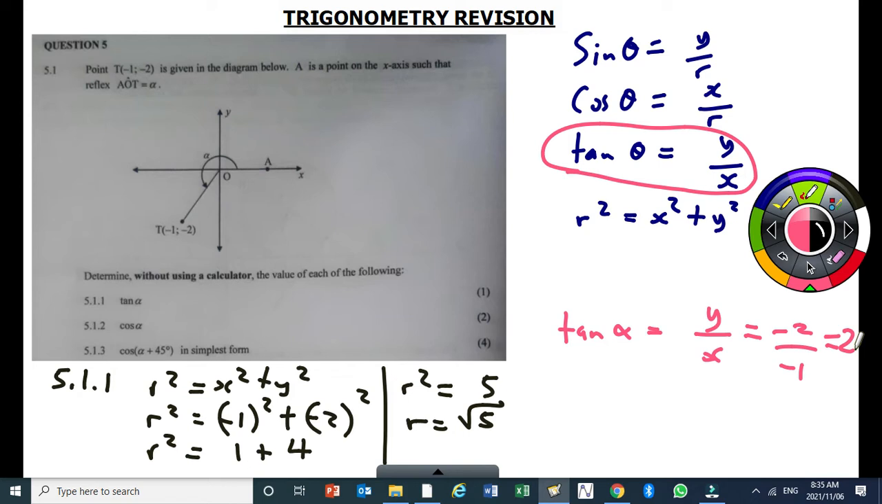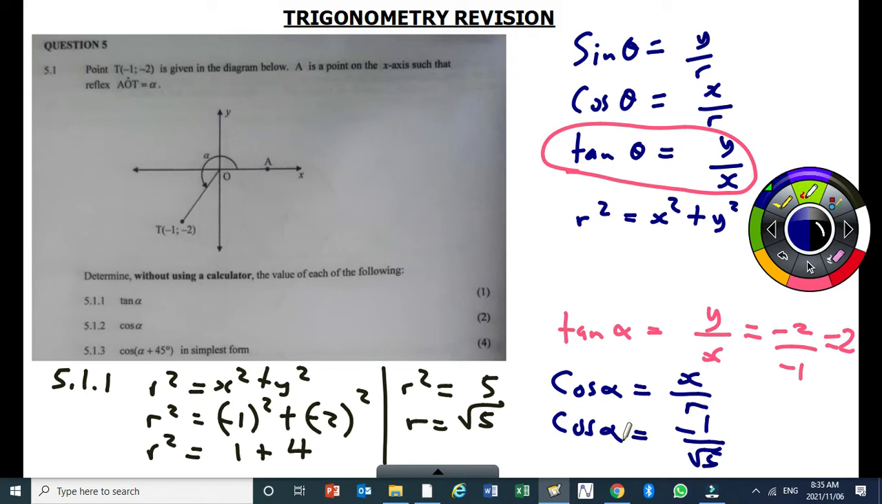Then the next one is cos alpha. Now, this was so easy. So cos alpha will be equal to x over r. Your x is given as -1. So this will be -1 over square root of 5. That's the answer for cos alpha. So this will be 5.1.2. So it was easy.